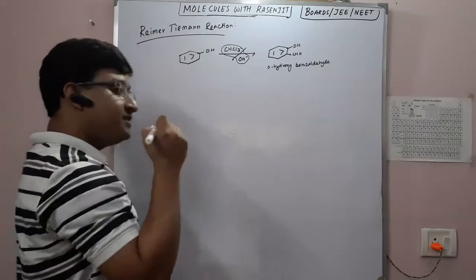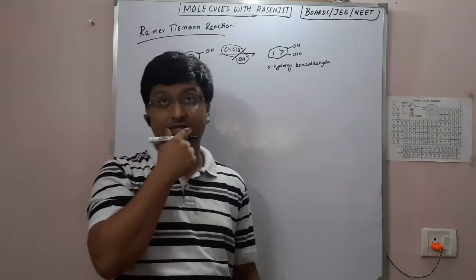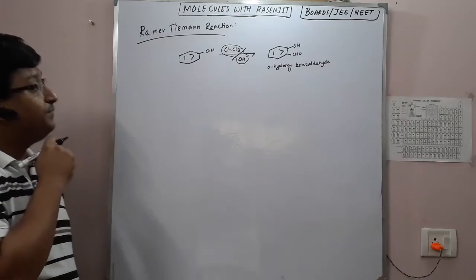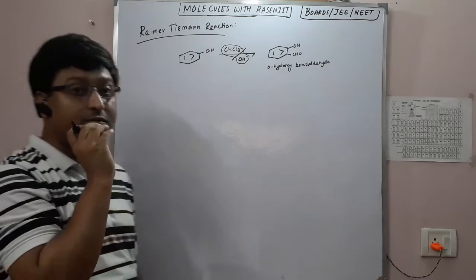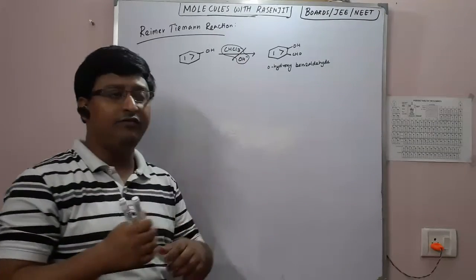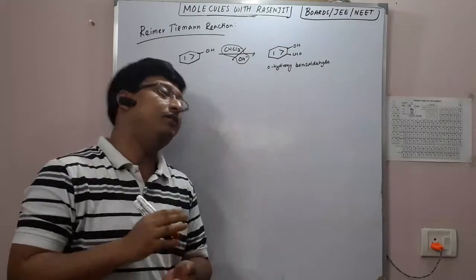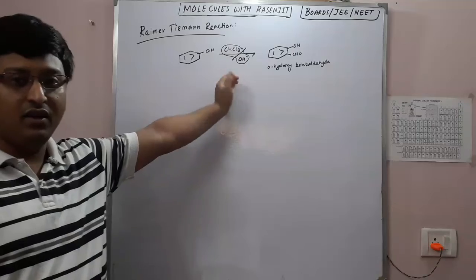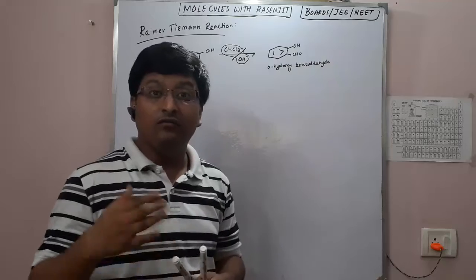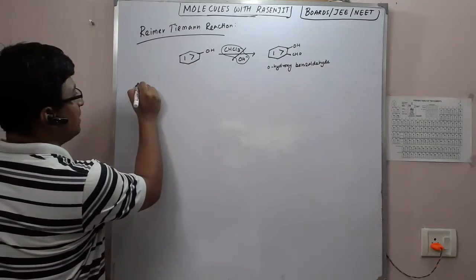Now, remember this particular reagent. This particular reagent is a special combination. If you are figuring out an unknown reaction, and in that reaction you see this kind of combination, chloroform in presence of base, those kinds of reactions will undergo via carbene mechanisms. So let's revise the carbene reaction again.